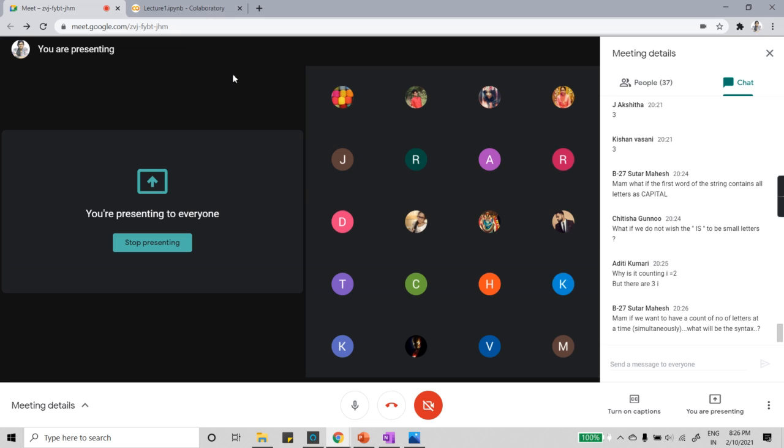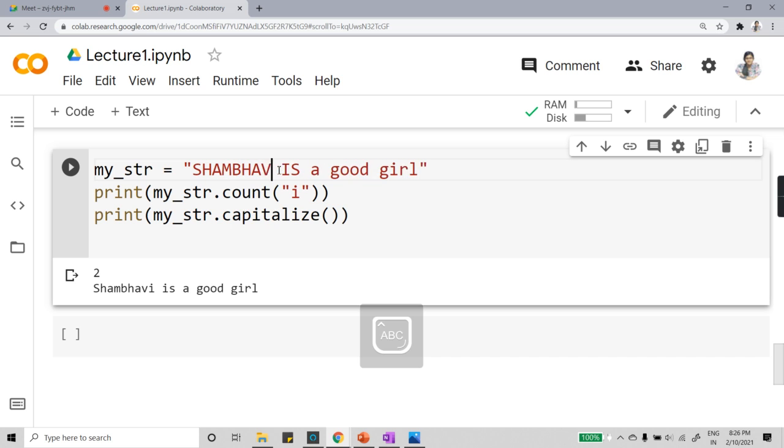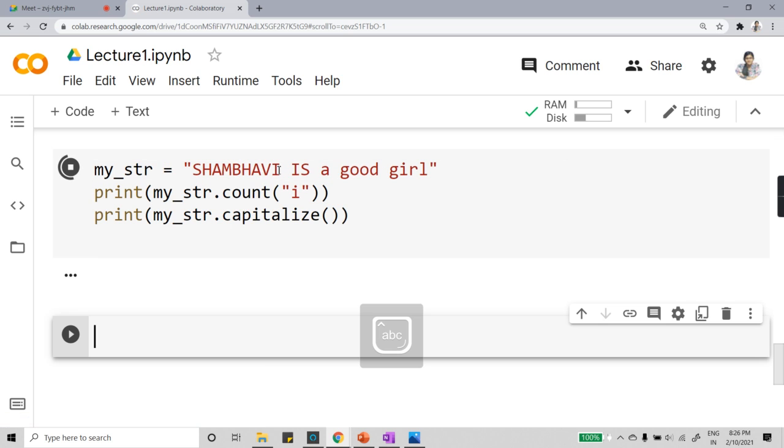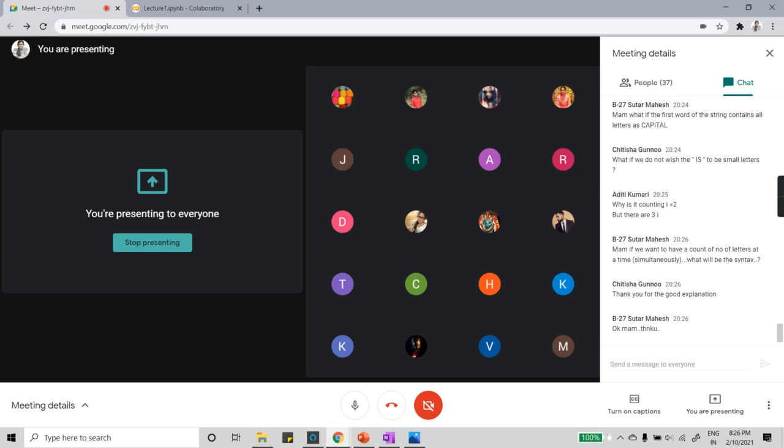Your question was, what if the first word of the string contains all letters as capital? Fine. Let's do that. And now when I run that, see, I got the first letter as capital, but the rest are converted into small, right? So this is the main function: it converts the first letter into capital, but if it finds any other letter in capitals, it converts that into small.